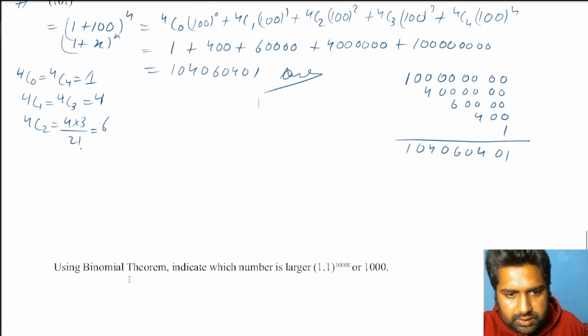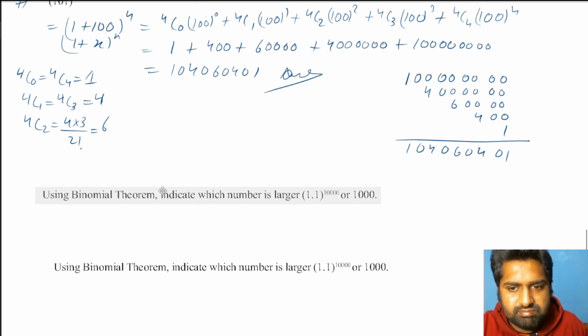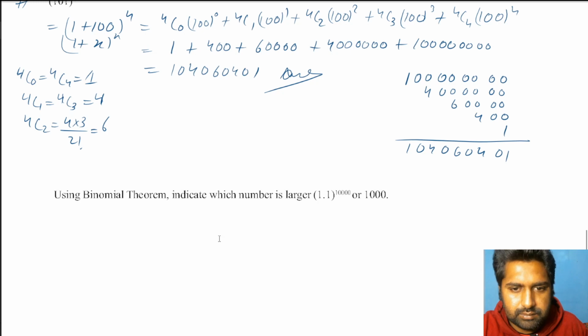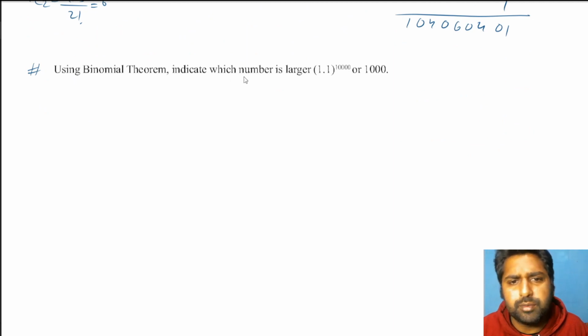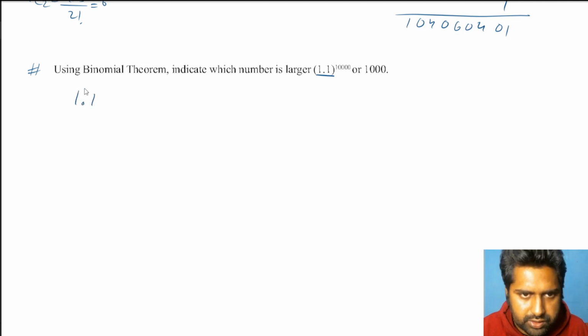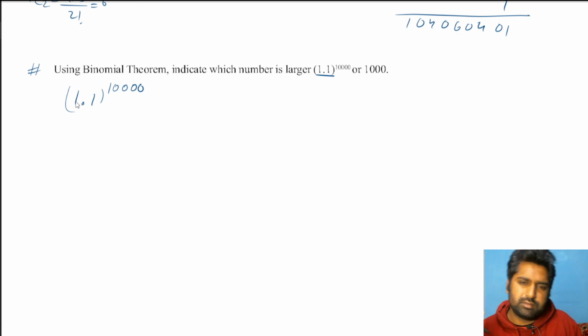Another application is checking which one is greater. Look at this. It's saying that using the binomial theorem, indicate which number is larger: 1.1 raised to power 10,000 or 1000. Now just try to think which one is greater before even solving it, just by your common sense. Just guess it and let's see.